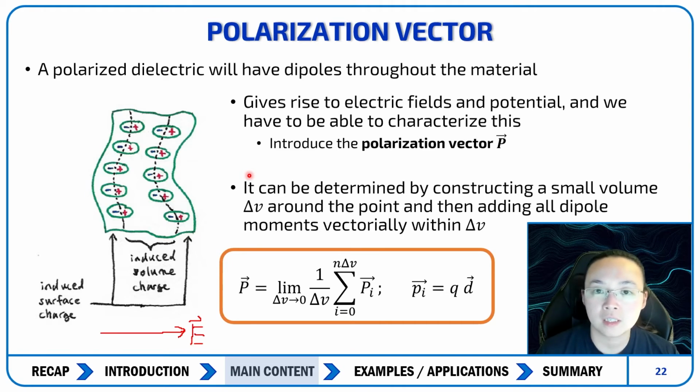So overall, how can we characterize what happens when an electric field is applied to a dielectric? We have a term called the polarization vector, P. It can be determined by constructing a small volume, delta V, so maybe we take this one little dipole, around a point, and then we add all the dipole moments vectorially within delta V. So essentially it's a summation. You're trying to figure out the polarization vector by summing up all of the different directions of all the dipoles within a certain volume, where each individual dipole is equal to Q times D.